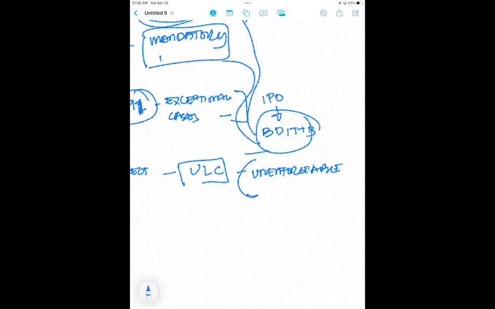In case of public non-commercial use. In other words, kapaki-pakinabang naman yung patent, pero hindi nagiging available sa public without satisfactory reason. Okay?